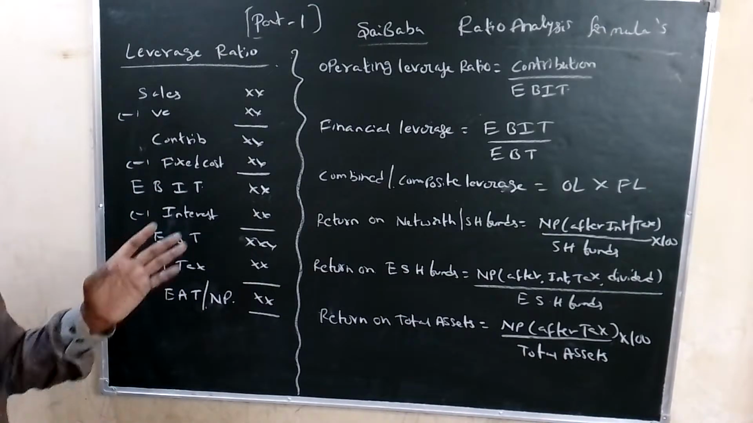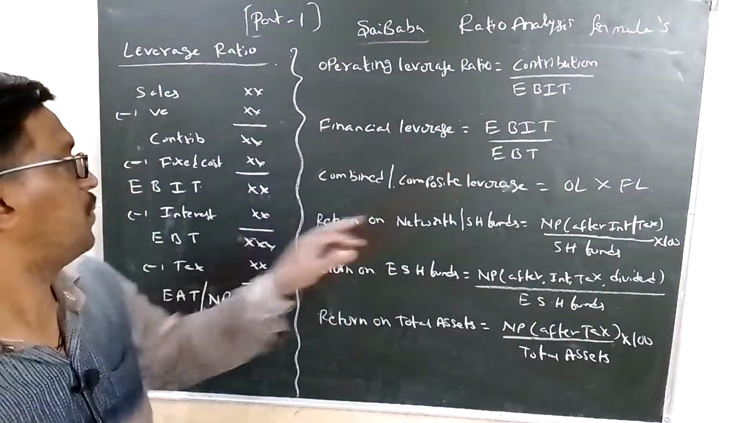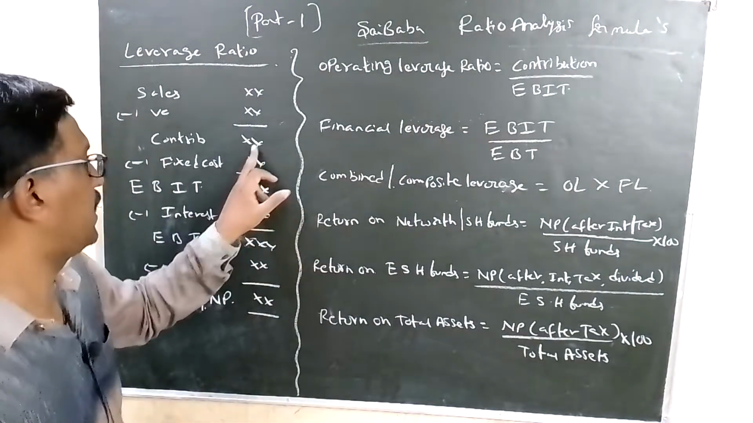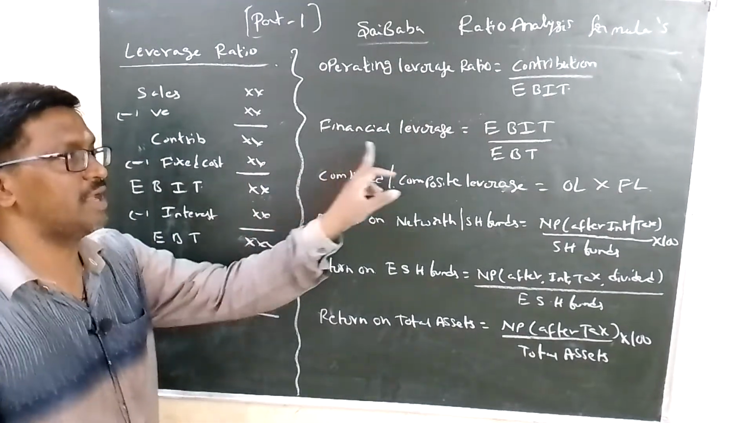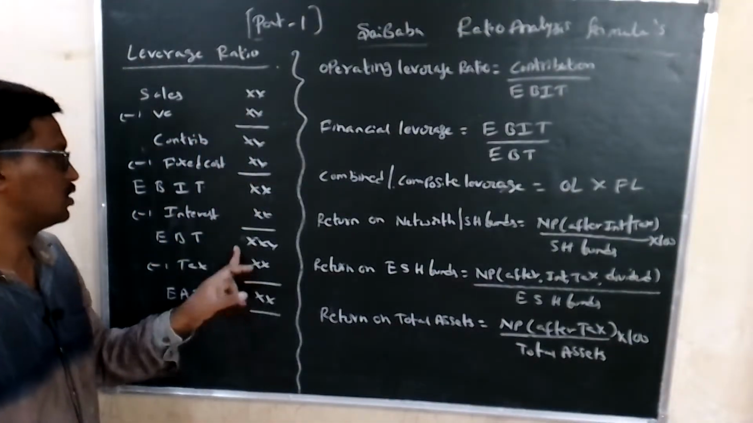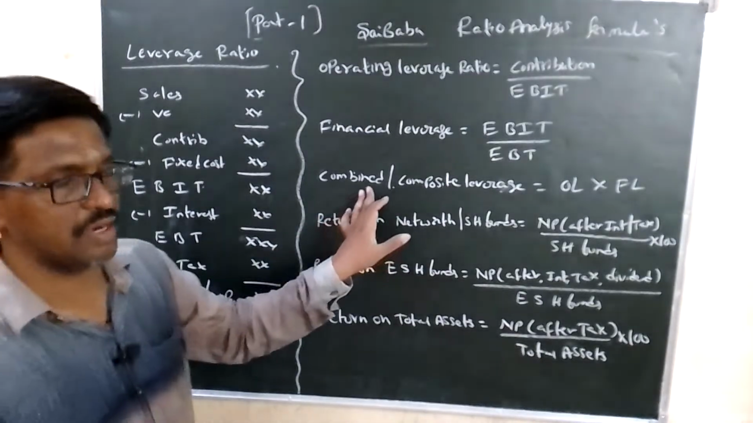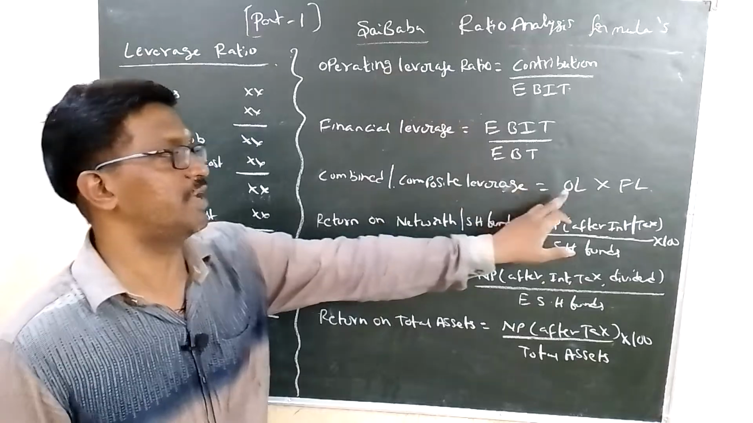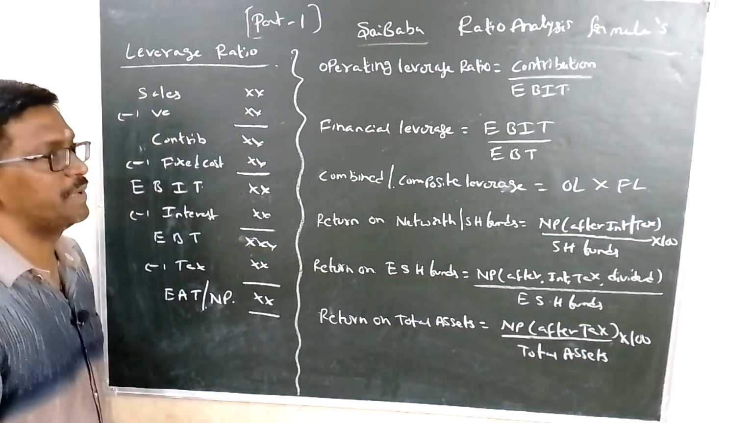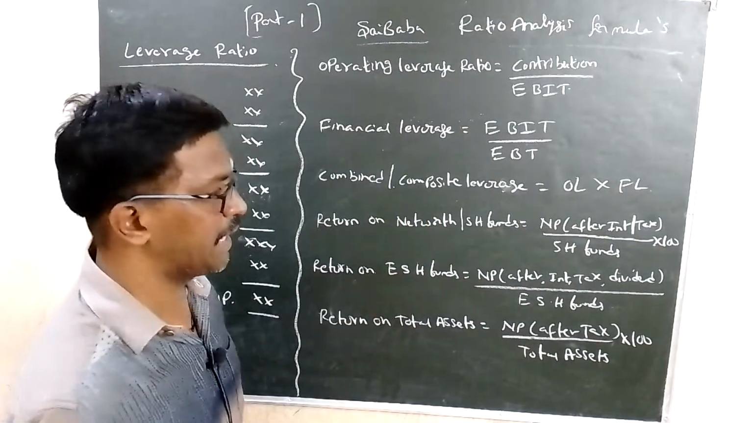Operating leverage ratio means contribution by EBIT, earnings before interest and tax. Financial leverage is earnings before interest and tax by earnings before tax, so EBIT by EBT will be taken. Composite leverage or combined leverage means operating leverage into financial leverage, which is contribution by EBT. Contribution by EBT will be directly taken: OL into FL.